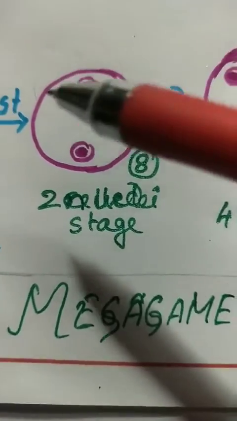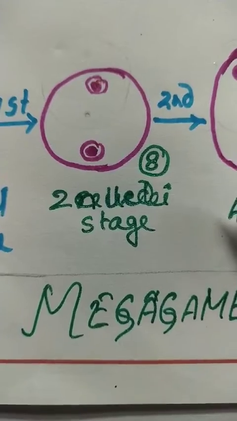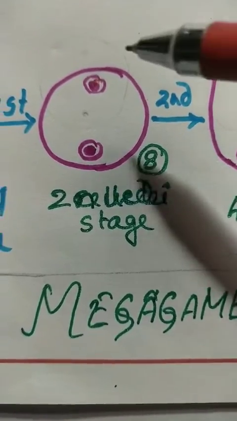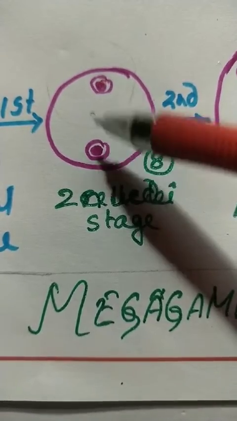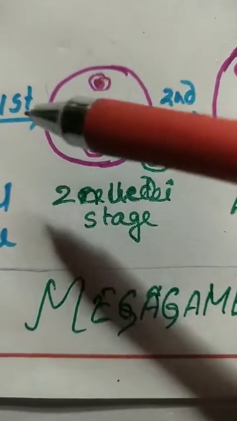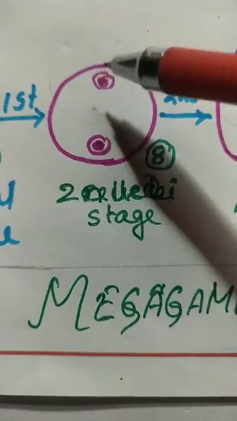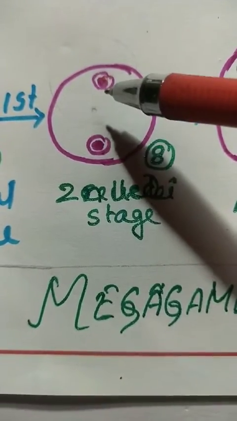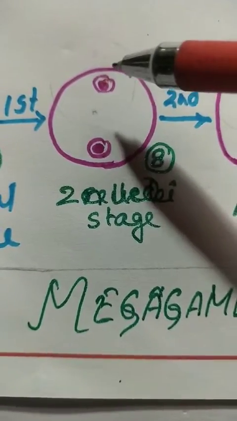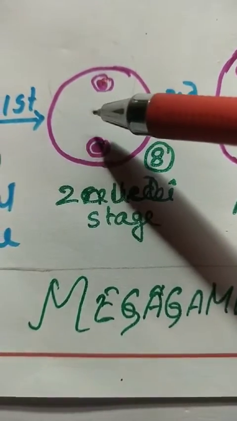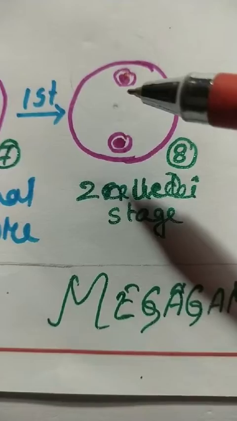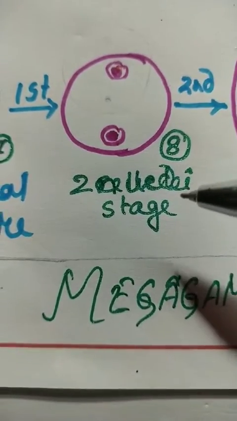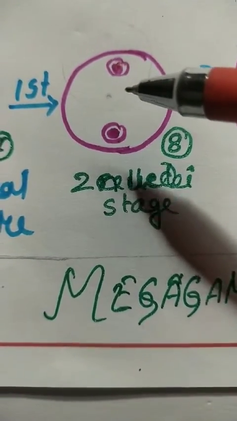Then the first division will produce 2 nuclei, and both the nuclei shift to the opposite ends. One is at the micropylar end and another at the chalazal end. Two nuclei shift towards the opposite poles. You see, it is the first mitotic division. As a result of the first mitotic division, it will form a two nuclei or two nucleate stage.